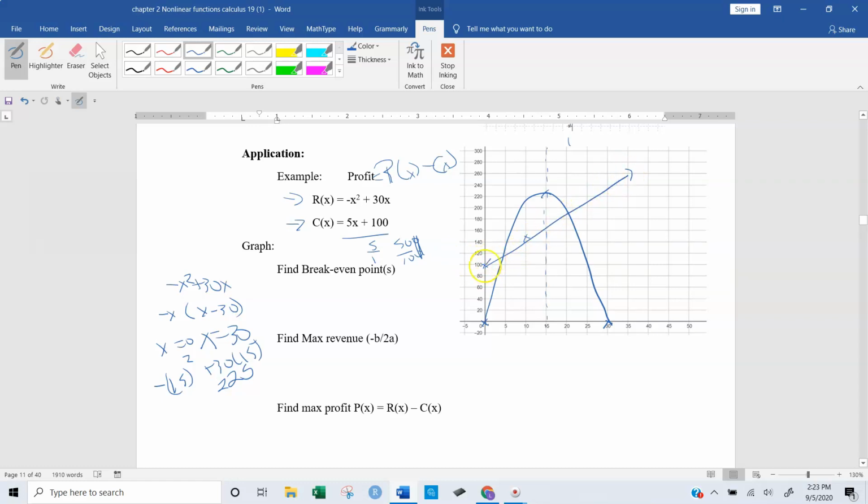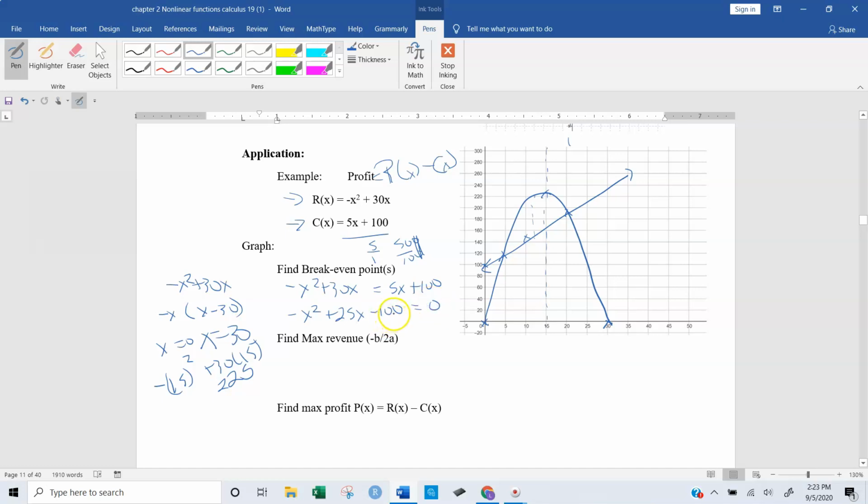All right. So we know we got 2 break-even points here. One here and one here. Our max is going to be where we're farthest away from each other. It's going to be our max revenue. So not our max profit, I'm sorry. So to find the break-even points, I'm going to take negative x squared plus 30x, equals 5x plus 100. Set that equal to 0. So we have negative x squared, subtract the 5x, so plus 25x, subtract the 100, equals 0.